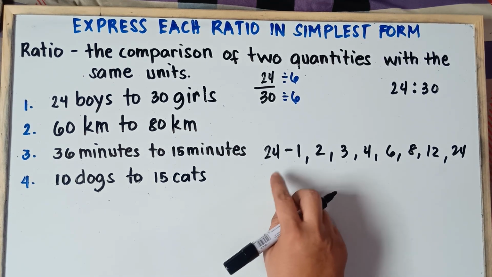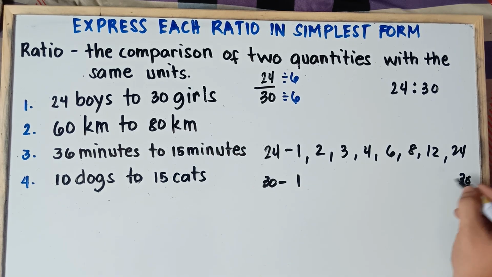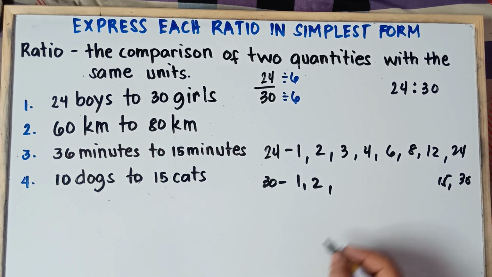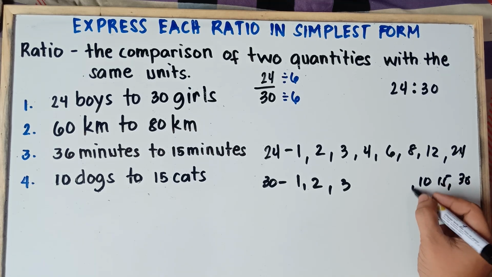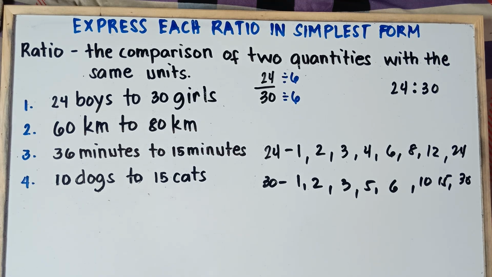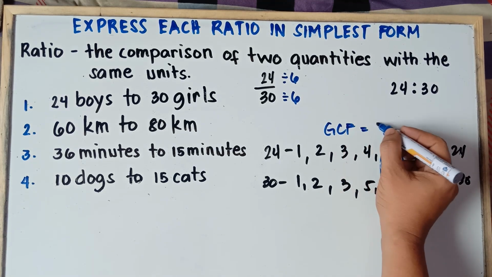8 factors for 24. And for 30, you will have 1 times 30. 2 times 15. What else, class? 3 times 10. That's correct. And then 5 times 6, right? So these are the factors of 24. These are the factors of 30. Now, the greatest number that is common to 24 and 30, of course, that's 6, right? So that's why our GCF is 6. So the GCF is equal to 6.